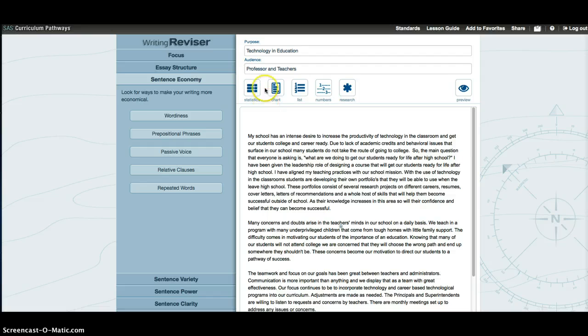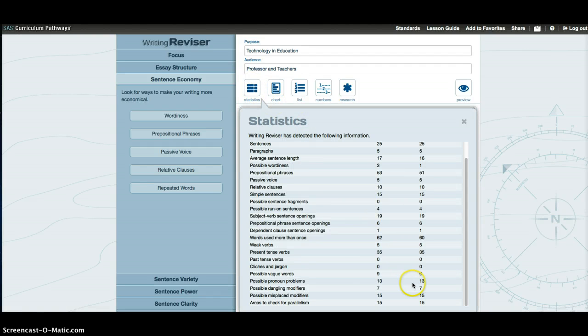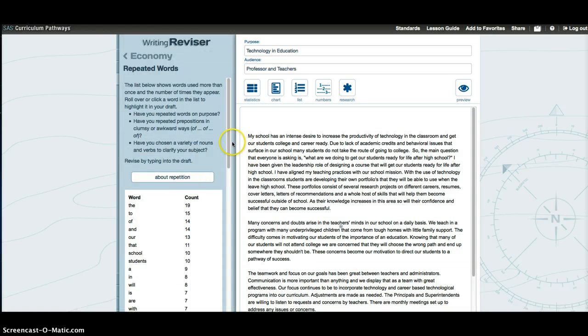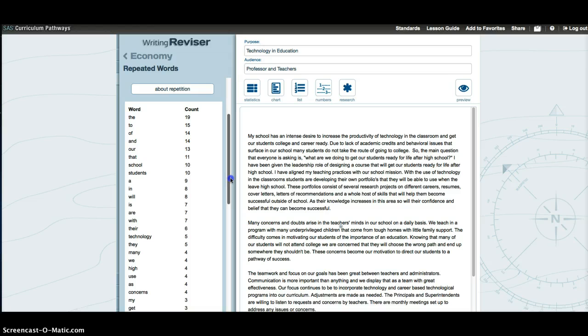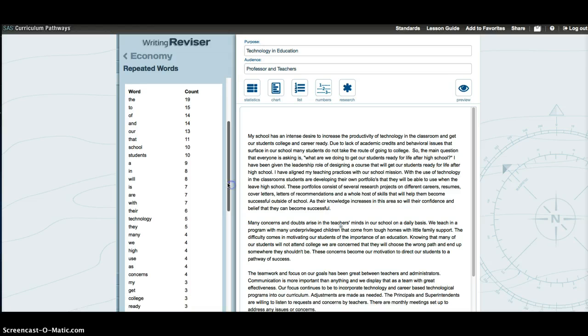Here's another one. Again, within statistics. We saw that I repeated 62 words that were used more than once, okay? So let's take a look here. Repeated words. The word the, 19 times. To, of, and, our, that. Okay? All these words are used. Now these words are pretty important and I might need them. However, when looking at the prepositional phrases, a lot of these words are used in the prepositional phrases. So if I adjust the prepositional phrases, I think this count will adjust as well.